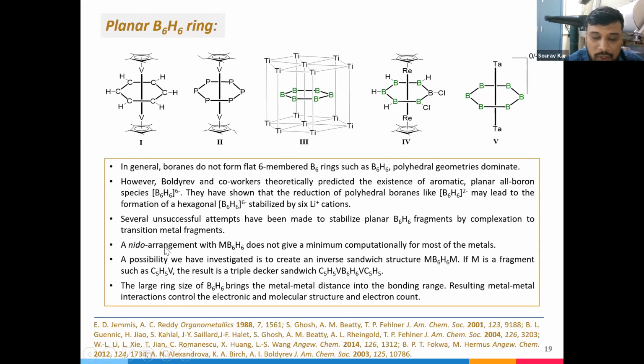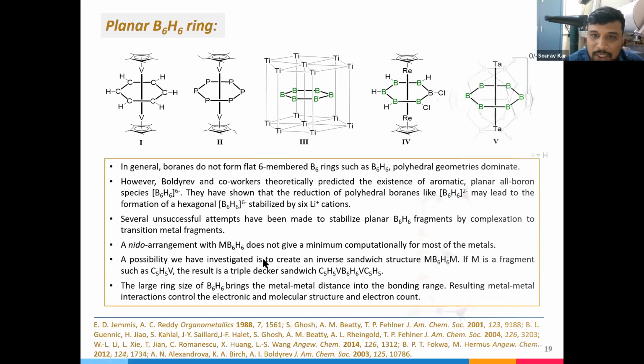theoretical calculations also proposed that, like metal pi complexes, like metal C6H6, or metal P6, arsenic 5, or arsenic 6, boron can also be isolated. But there also no success has been achieved as a nido arrangement. That is due to the minimum computational stability for most of the metals. So very recently, James has also proposed that by using early group transition metals, these B6H6 can be isolated.